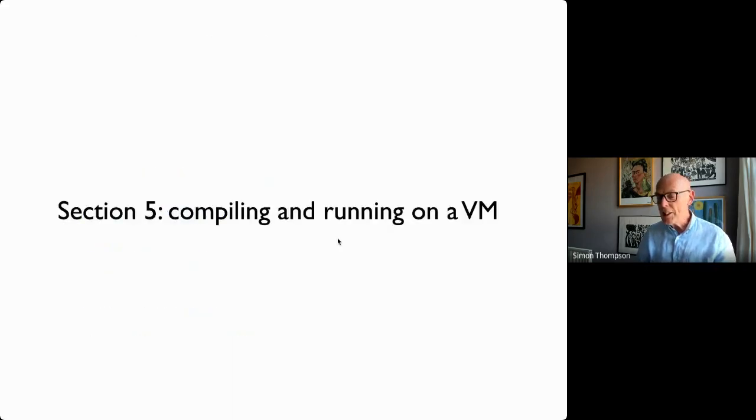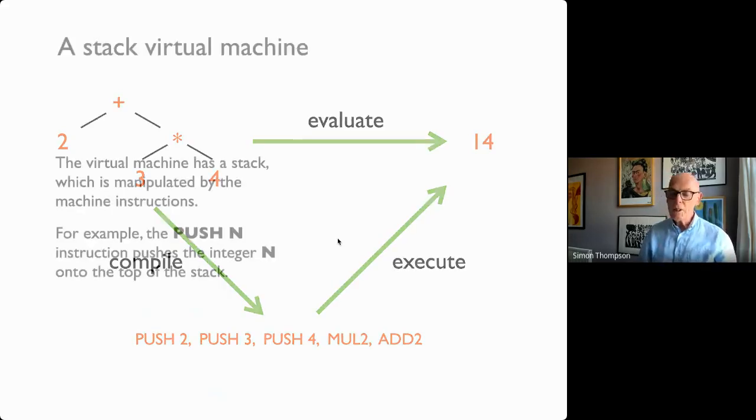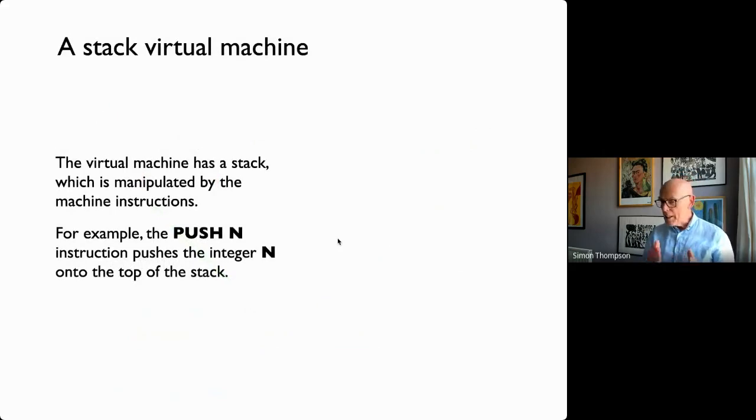But let's think of doing this in a different way. You could call this compiling. What we're doing is taking an expression, which is one sort of program, and turning it into a list of instructions, which is a program for a different kind of machine. So this is the second route here. We compile and then we execute. So let's think what's going on here. Let me explain the setup, and then we'll think about how to do it in Erlang.